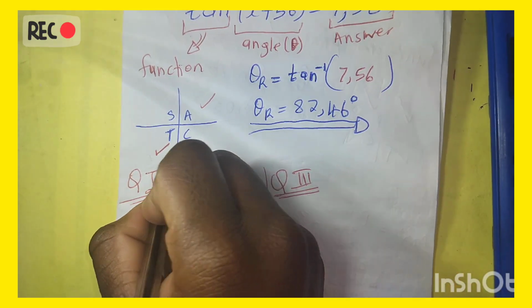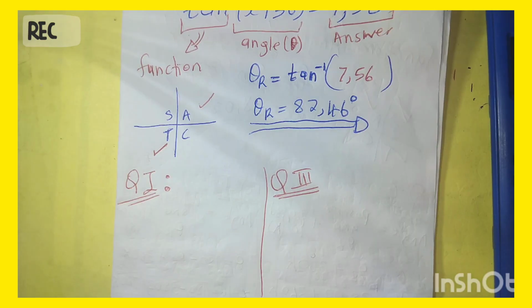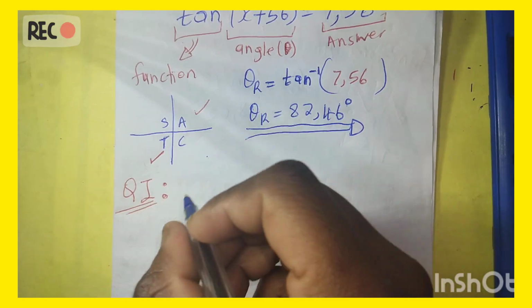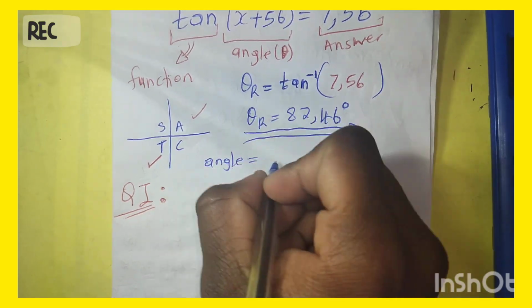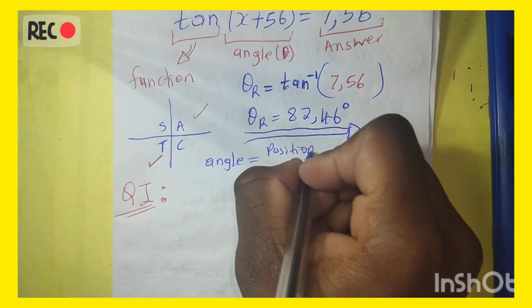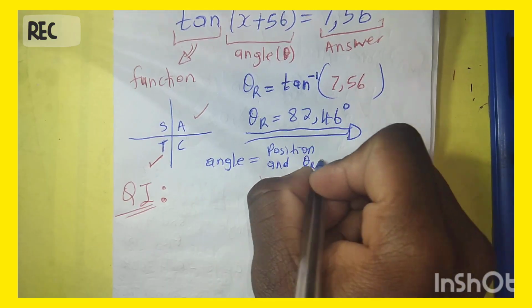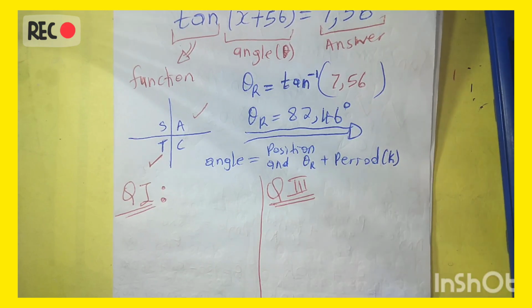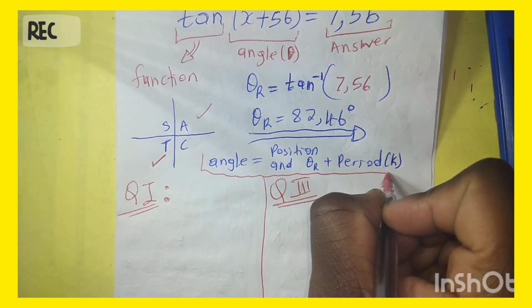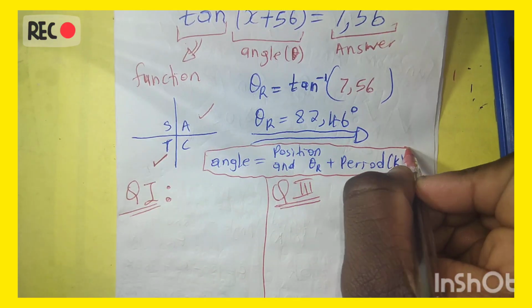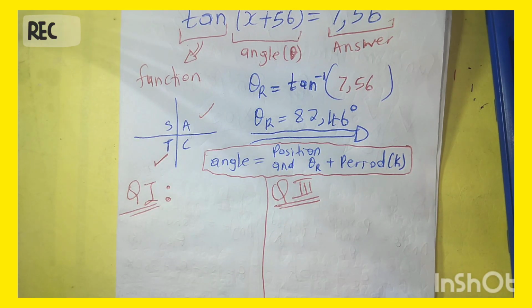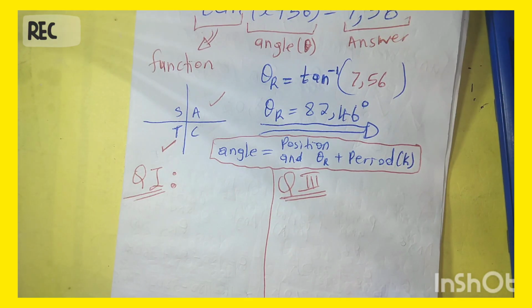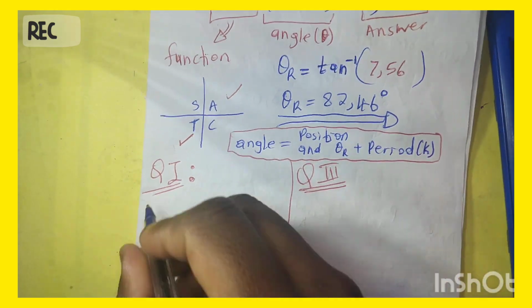And now according to our format, let me write the format here. This is the format: angle equals position and reference angle plus period, which goes with k. This is the only thing you should understand here, that this is the one that generates a general solution. This is the one we use to form a general solution, and I can just come and use it here.